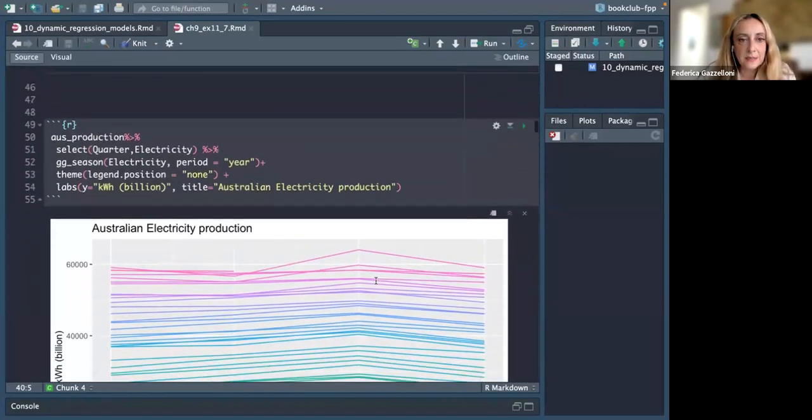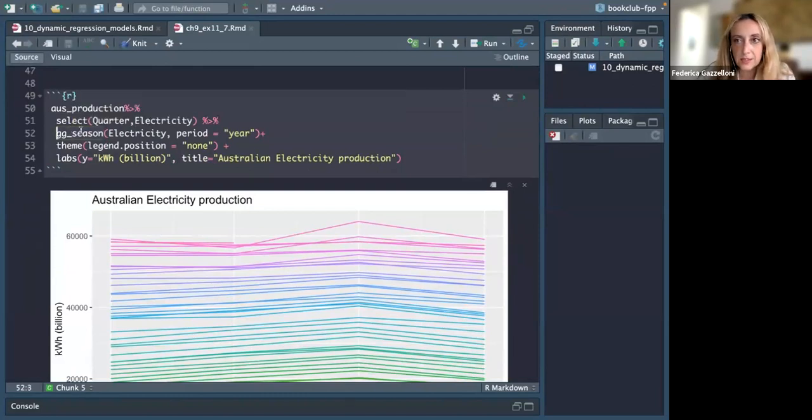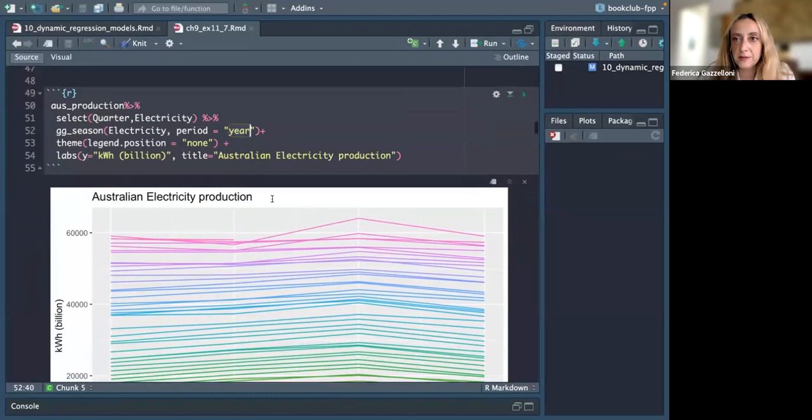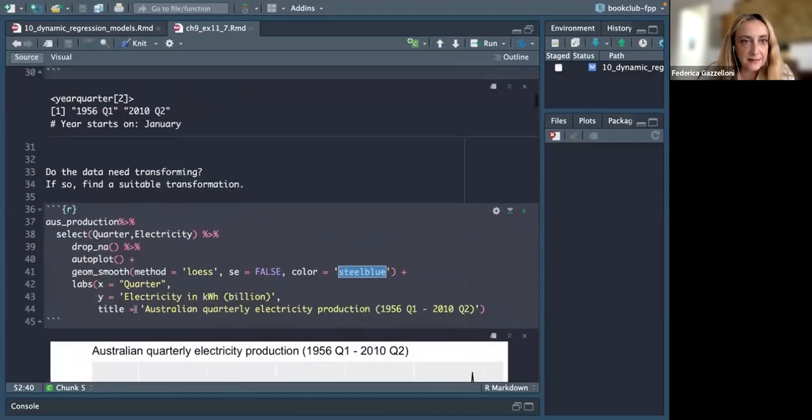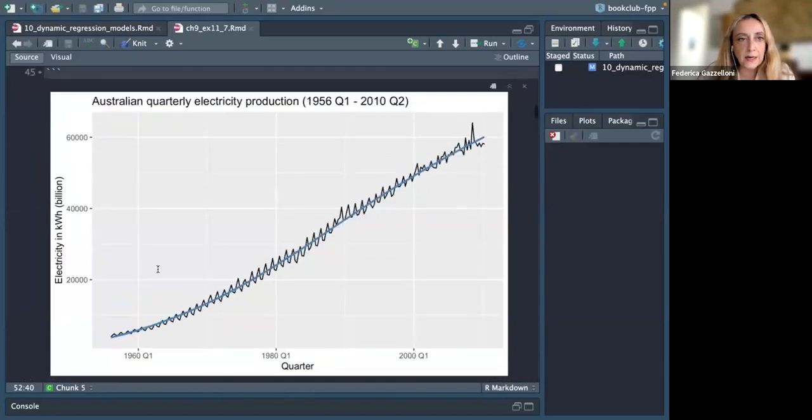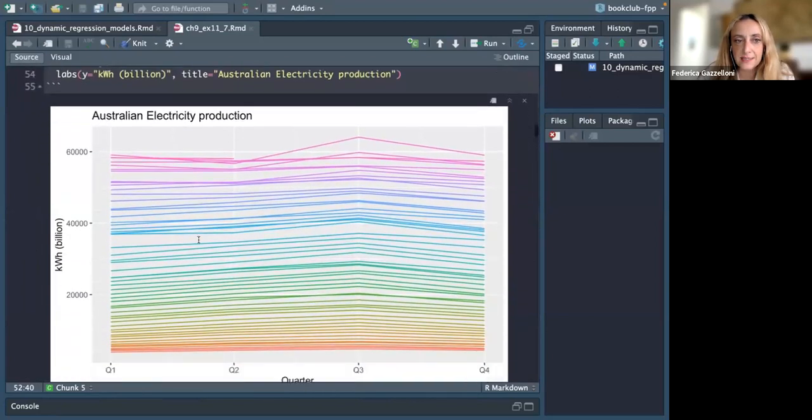So I had a look at the gg_season plot. I can use the period year, and we can see within quarters what happens each year, basically. We can see from the very bottom, which is 1956, to 2010, that the electricity demand has really increased. And all these lines are the years.